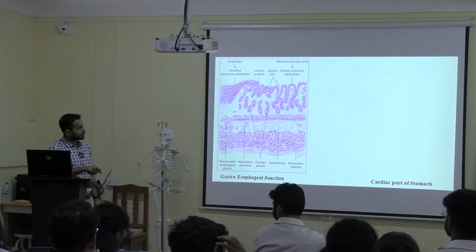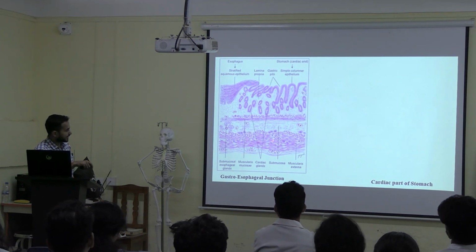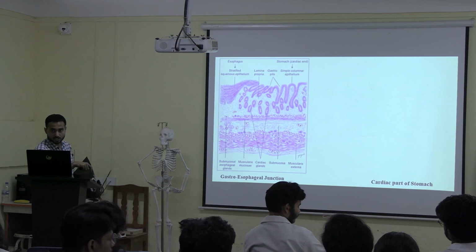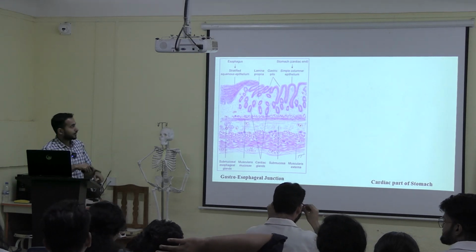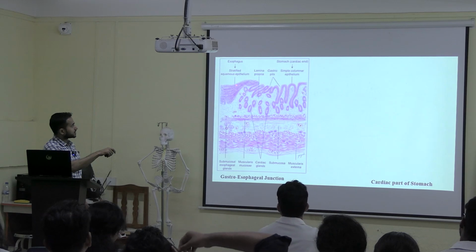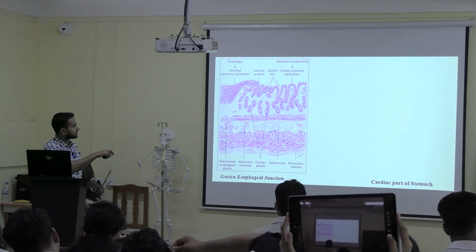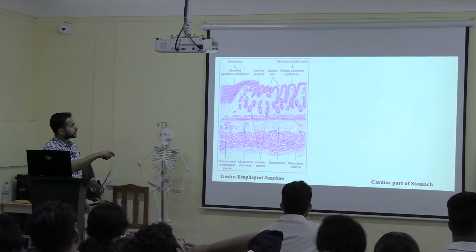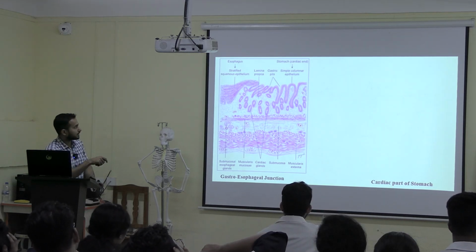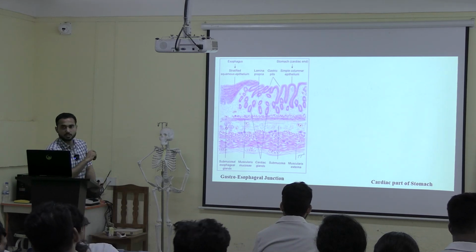Now see, this is the schematic diagram. In this schematic diagram you can see the gastroesophageal junction, that means the junction between the stomach and the esophagus. Can you see the stratified squamous non-keratinized epithelium? This is the stratified squamous non-keratinized epithelium, and these are the simple columnar epithelium. So just compare the simple columnar epithelium and the stratified squamous non-keratinized epithelium.